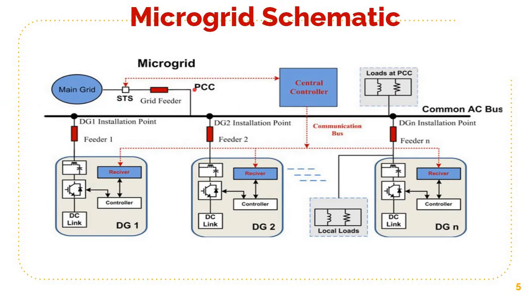So from the PCC, the main grid is connected through a static transfer switch. The central controller has communication with all the microsources. It is shown in dotted red lines, and can give necessary instructions to microsources. It can also open or close the static transfer switch, disconnecting or connecting the main grid.